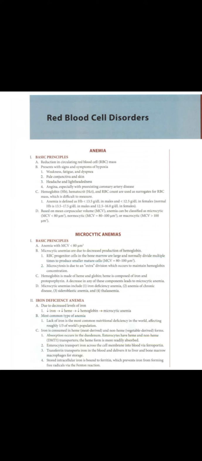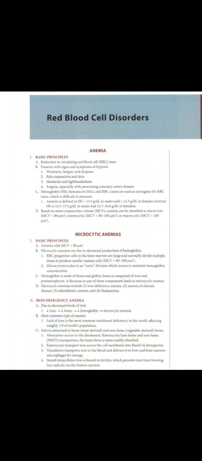Hemoglobin is made of heme and globin. Heme is composed of iron and protoporphyrin. Decreases in any of these components lead to microcytic anemia. Microcytic anemias include iron deficiency anemia, anemia of chronic disease, sideroblastic anemia, and thalassemia.